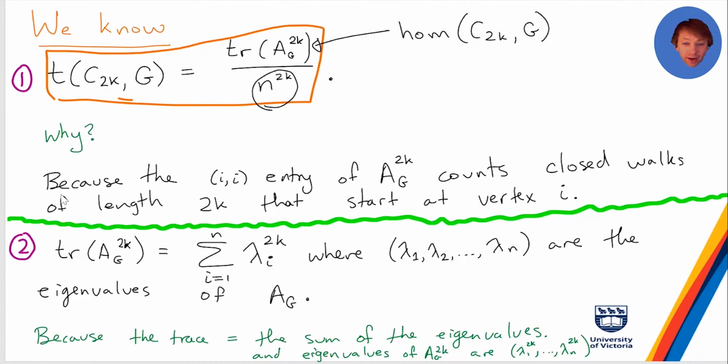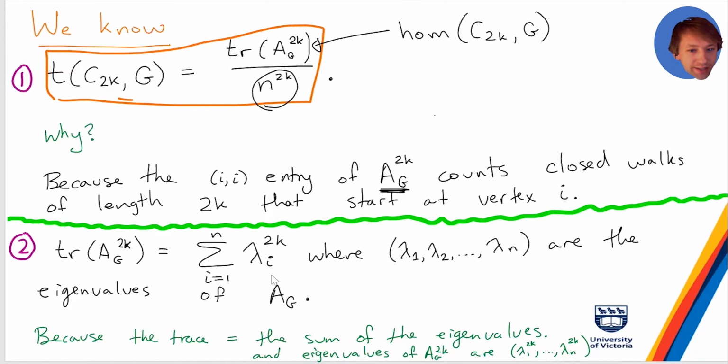And the reason for that was that the ii entry of this adjacency matrix to the 2k power counted closed walks of length 2k that start and end at vertex i. And if you add up all the closed walks of length 2k that start and end anywhere, that gives you the number of homomorphisms of a 2k cycle into G, because a 2k cycle homomorphism is just a closed walk. It's really the same thing.